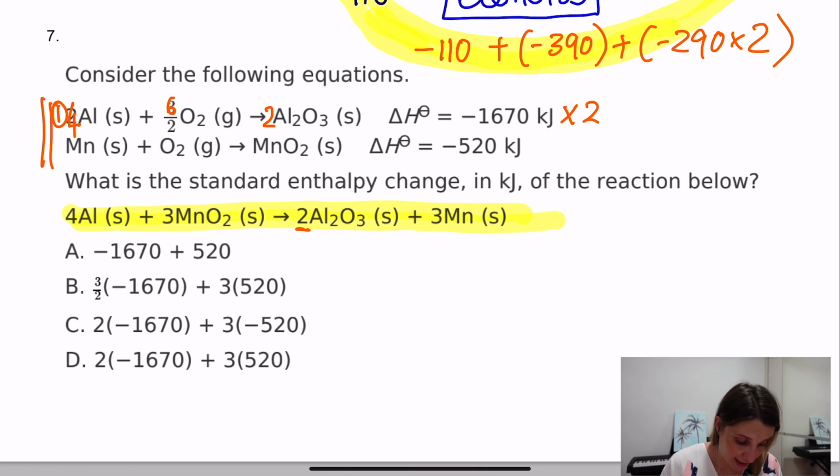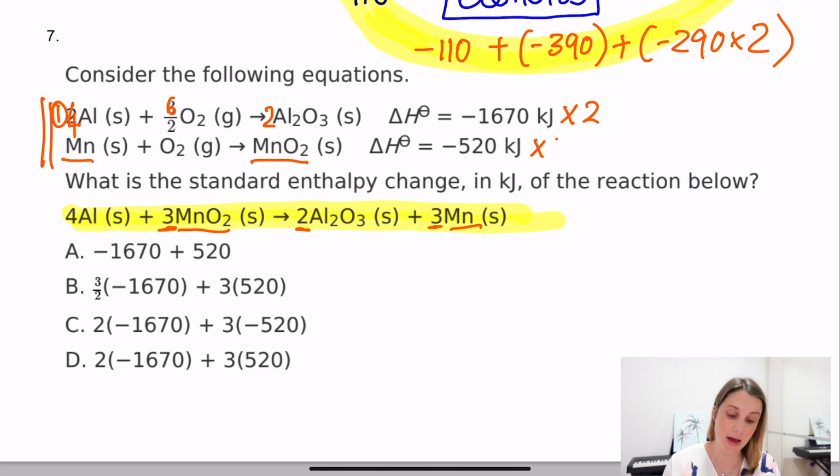So if I look at the second one overall, then you can see that what is similar is it's got this manganese oxide here, and it's got the manganese here. You can see that in both cases there's a 3 in front, so I'm definitely going to need to times this one by 3. But what I'm also going to do is reverse the reaction. So I'm going to put a negative in front of this, and I'm going to change the arrow to being a reverse arrow. So now all of these become 3 overall.